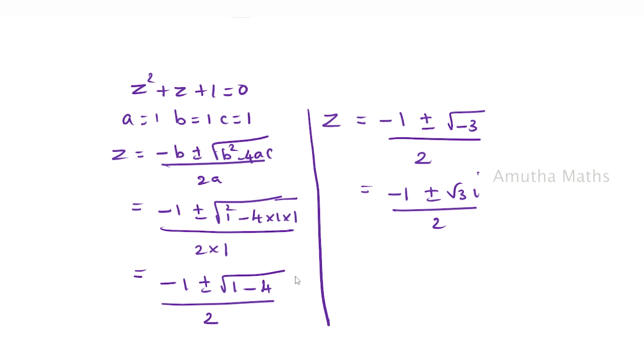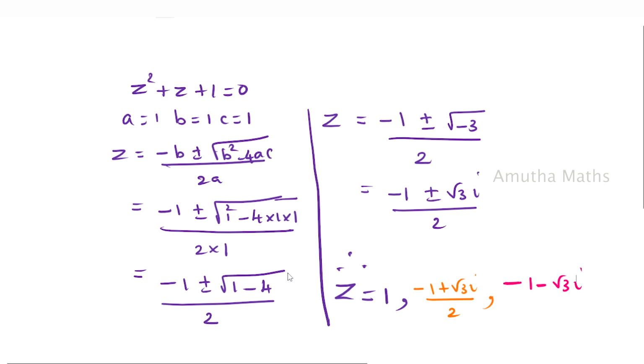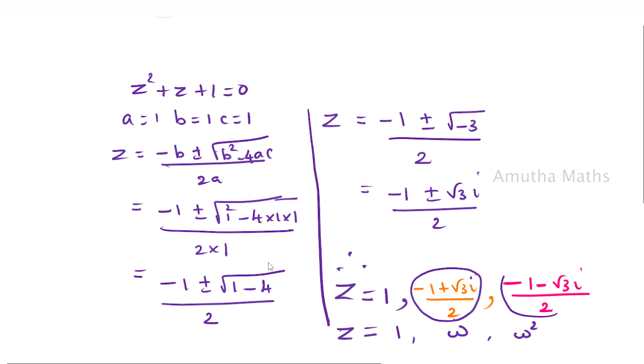Okay. Therefore, what are all the values you have? நம்ம z க்கு ஏற்கனவே ஒரு வேல்யூ கண்டுபிடிச்சு வச்சிருந்தோம். So z is equal to 1, comma, okay. Another value is minus 1 plus root 3i by 2, okay, comma, and next value is minus 1 minus root 3i divided by 2. Okay. So z is equal to 1, omega, omega square. So we call this as omega. Okay. And this as omega square.